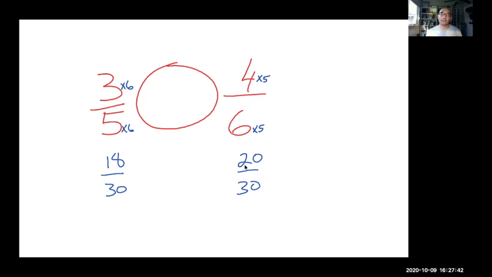Okay, so which one is bigger? Now it's easy to compare because it's easy to see that 20 is bigger than 18. So 18 over 30, or 3/5, we now know is less than 4/6. Or 18 over 30 is less than 20 over 30. Got it? Let's try one more that's a little bit different.